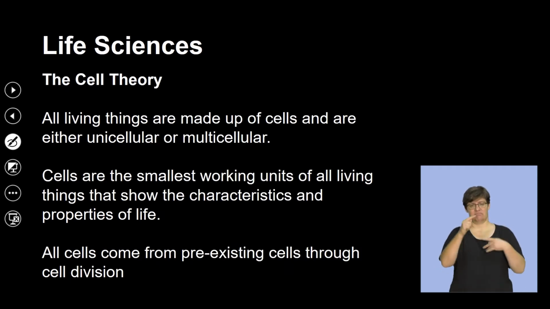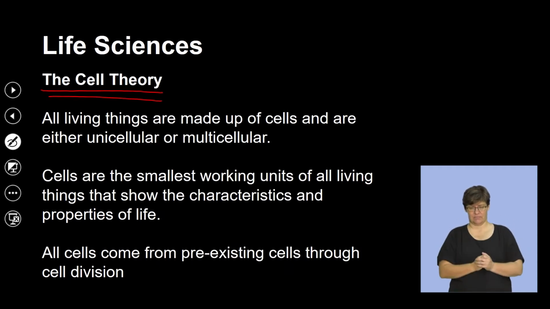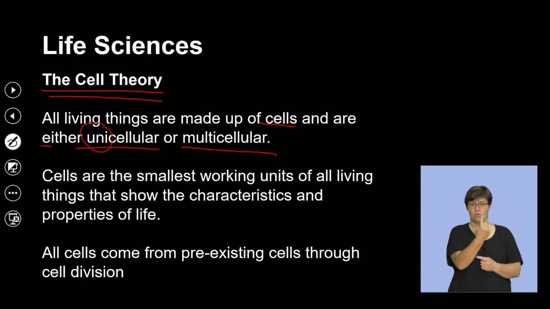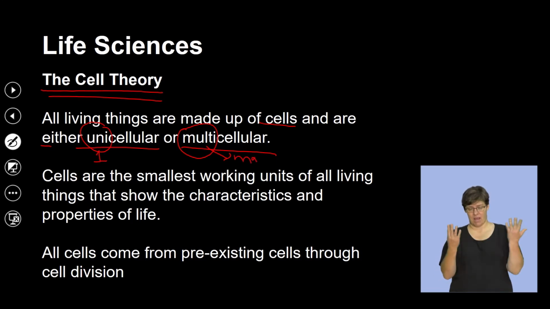So let's unpack what the cell theory is. All living things are made up of cells and are either unicellular or multicellular. The word unicellular refers to single, so made up of one cell, whereas many living organisms are multicellular, so organisms that have many cells that make them up.